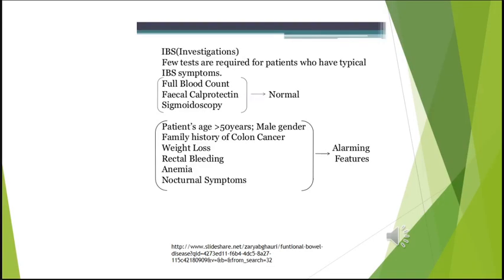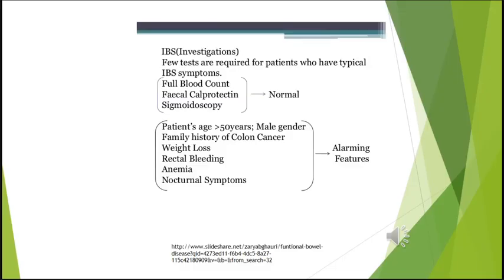There are many things that will let us know about IBS, but there are very few medical tests that are required for patients who have typical IBS symptoms. One of the things they do look at is their blood count. Is it normal? Are they abnormally bleeding anywhere, which can indicate something serious in the GI system? They also look at fecal calprotectin, and the sigmoidoscopy, and all of these things are generally very normal in IBS.